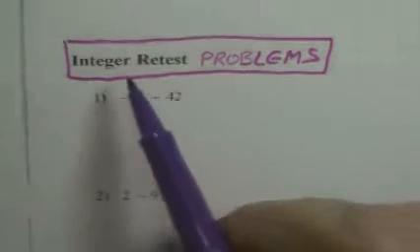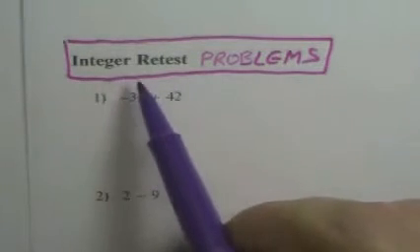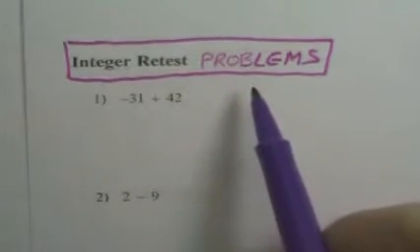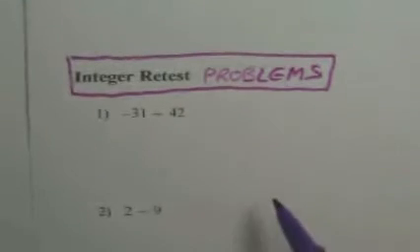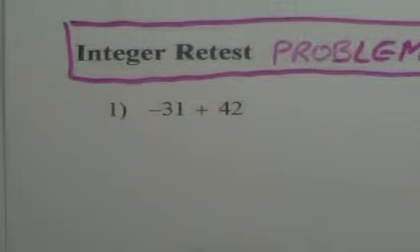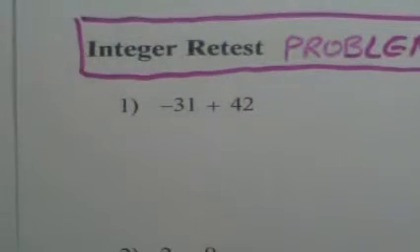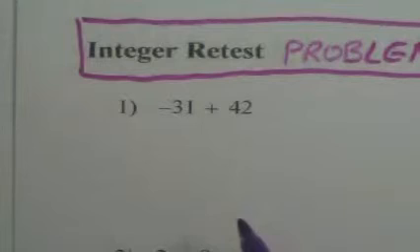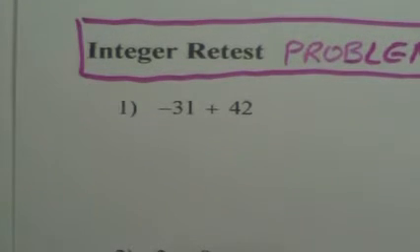Okay, so now for those of you who are wanting to retest, here are the integer retest problems. There's 11 of them, and I'll even do them with you. You can pause, though, if you'd like. You can write the problem, pause it, and then see if you did it correctly the same as I did. All right, so here's our first problem. Negative 31 plus, if you want to pause it, go ahead and do so now.